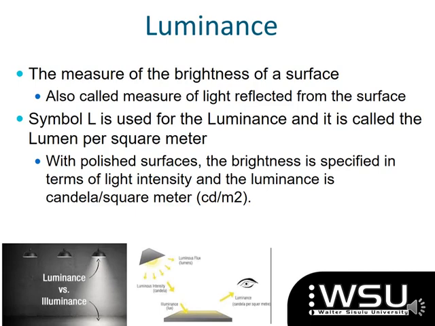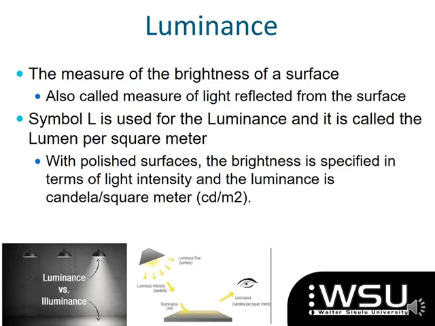Then we have luminance. So before we talked about illuminance, which was the surface. Now we talk about luminance. And the luminance is really a measure of your brightness of a surface. So it's called the measure of light reflected then from the surface. So illuminance was how much light was getting onto your surface, and then luminance is how much of that light is reflected from the surface.